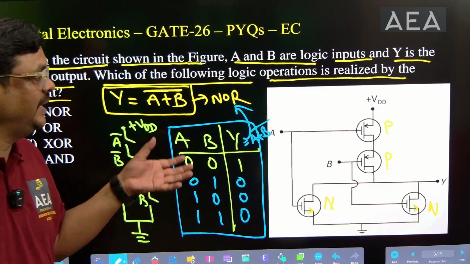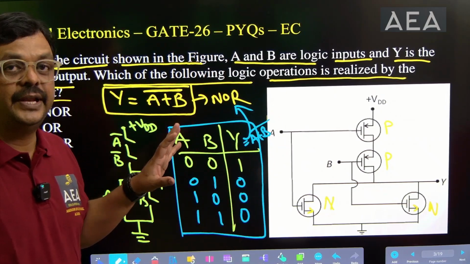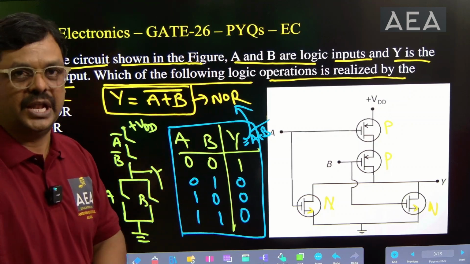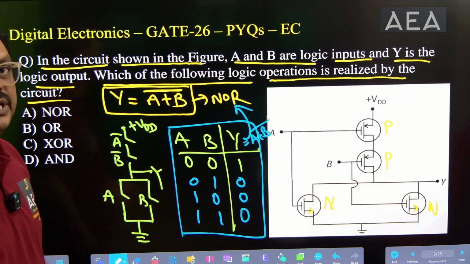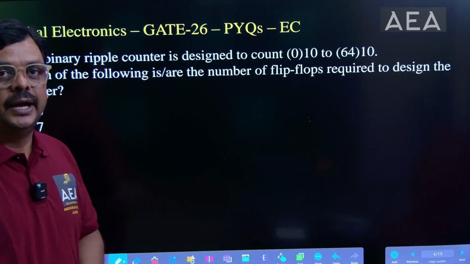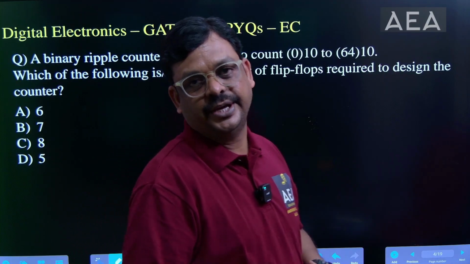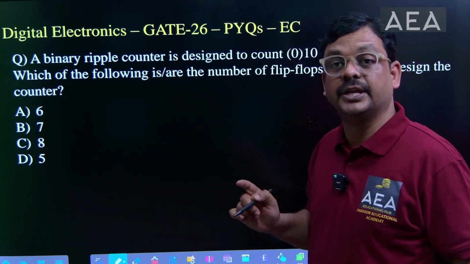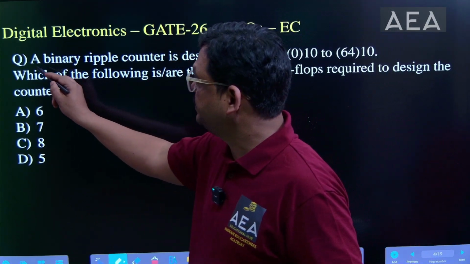So this is also one of the simple and very easy, scoring questions. This question comes under the logic families concept, and it is a 1 mark question. Another question from the digital electronics subject. This question comes under sequential circuits. First of all, please go through the question.